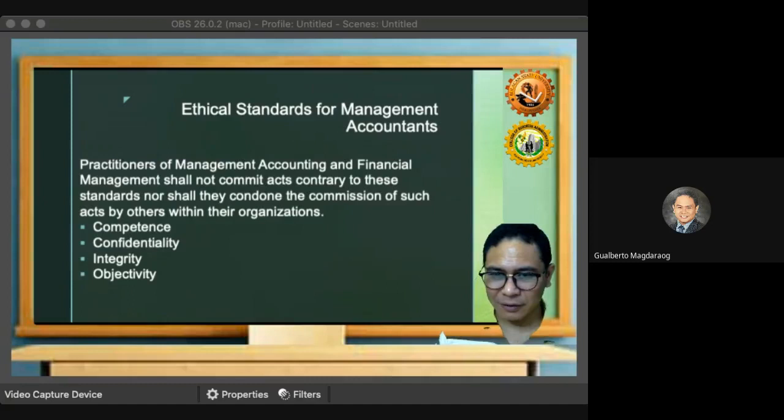Okay, let's go to ethics. Ethics for management accountant. Practitioners of management accounting and financial management shall not commit acts contrary to this, nor condone the commission of such acts by others within their organization. Okay. Anong organization yon? International Management Accountant. They are the ones who promulgate the ethical standards for management accountant.